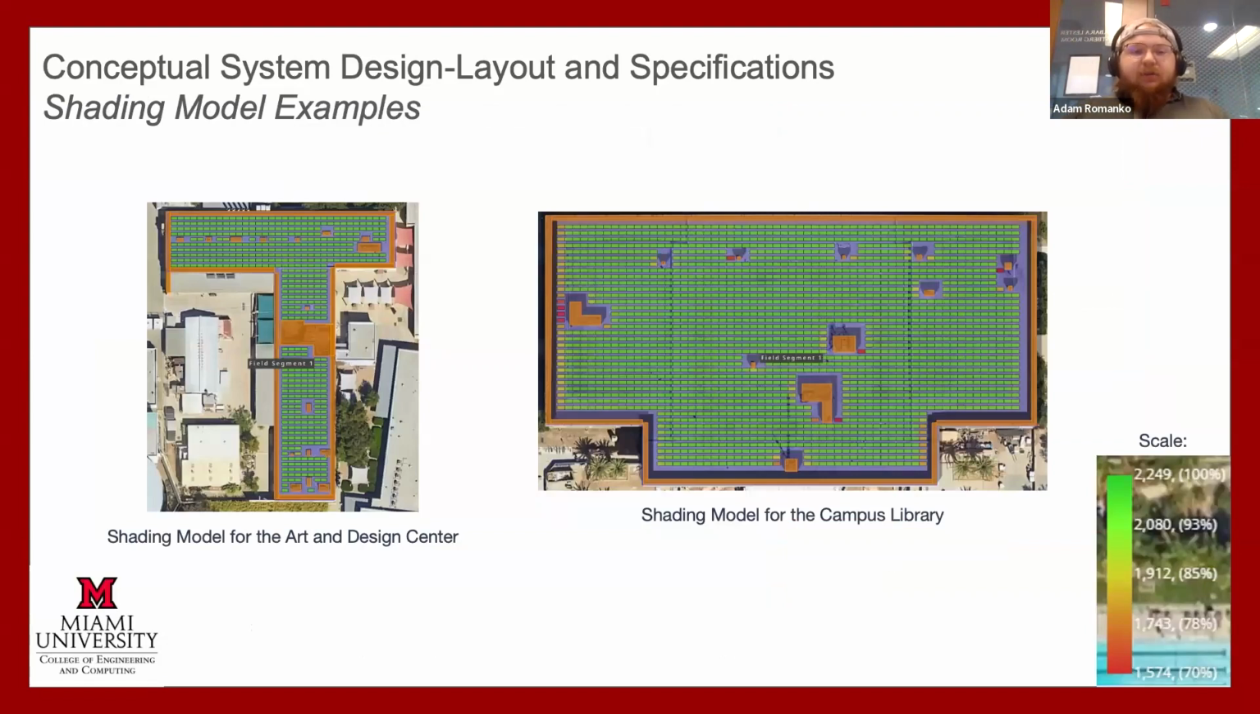Here are examples of shading models we did to prove that most of our panel placements are producing a good amount of electricity without being shaded over by any infrastructure.